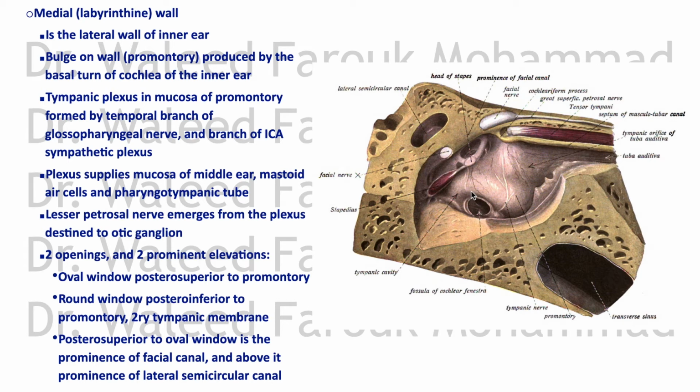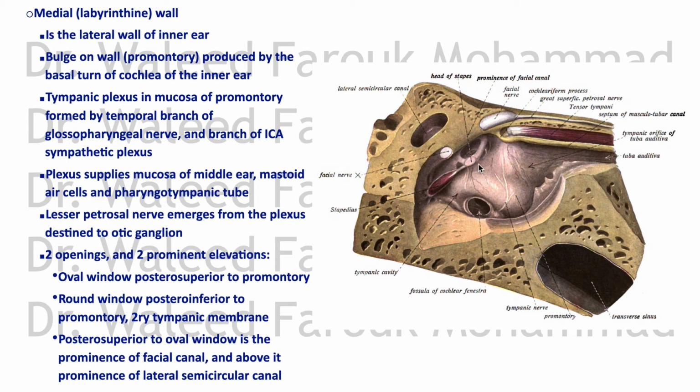So remember, the ovale, the superior one, is plugged by the stapes, has no membrane, and this one, the round window, is covered by a membrane. We will understand the significance of this when explaining the mechanism of hearing.